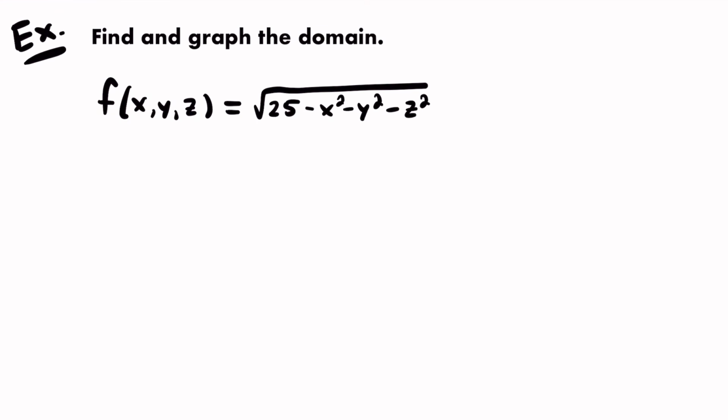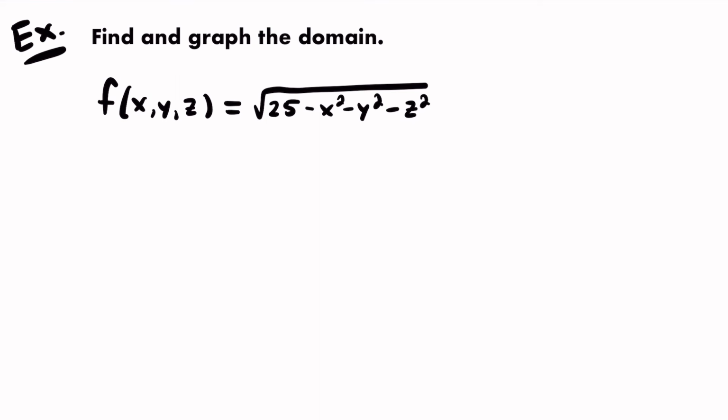All right, so for this multivariable function, we have f of xyz is equal to the square root of 25 minus x squared minus y squared minus z squared. Okay, so this is a little bit different than our previous examples because this is a multivariable function with 3 independent variables, meaning that it would be graphed in 4 dimensions. So there's no way that I can show you what that looks like. We don't really know how to graph in 4 dimensions. It just doesn't make sense to us in a 3-dimensional world.